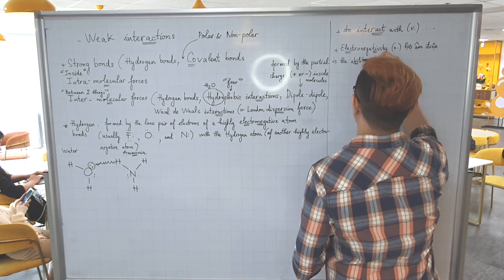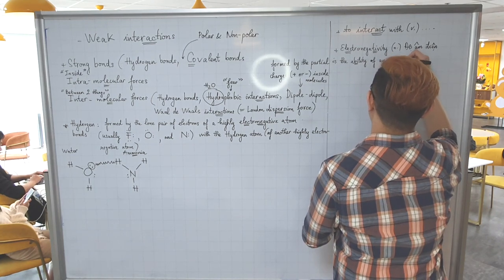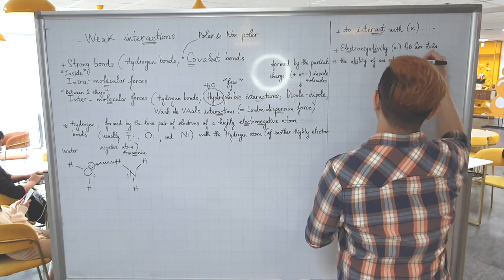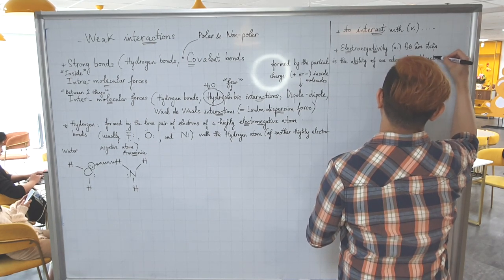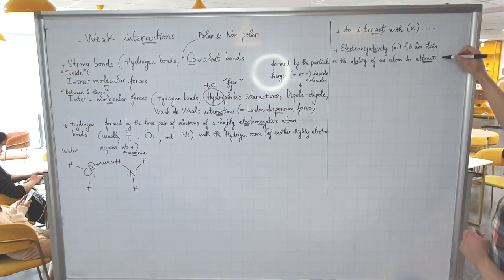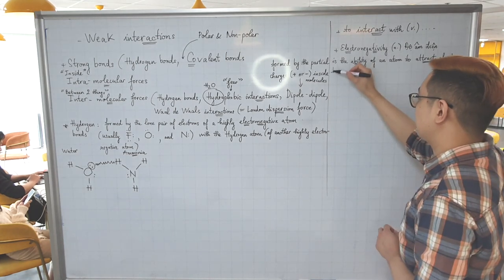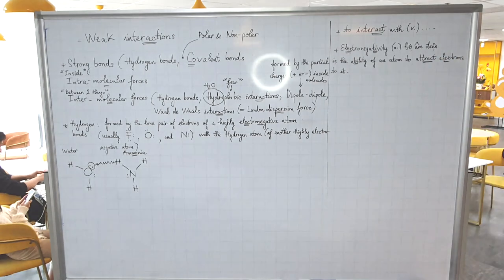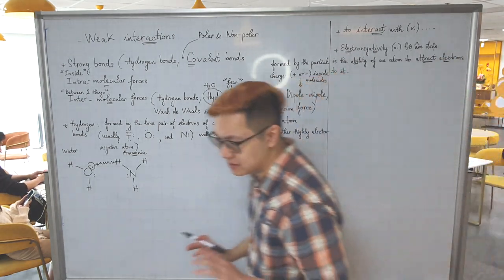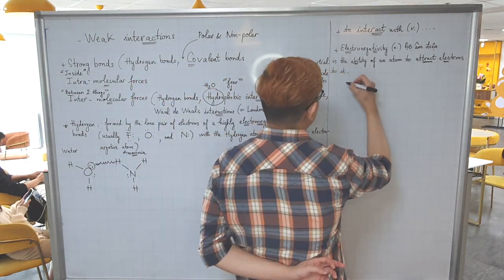Electronegativity is the ability of an atom to attract electrons to it. So you just have to know five or six different cases.